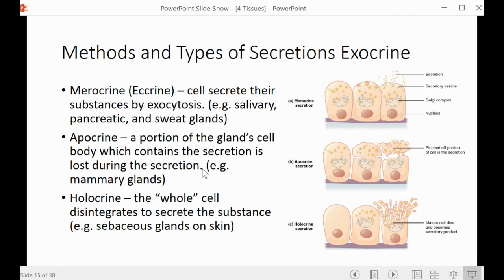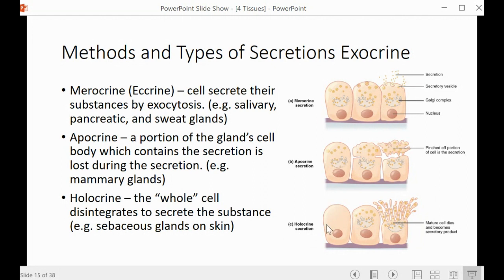Okay? Then we have apocrine. Now remember apocrine or apical up here, this is our apical surface. Well, during apocrine, the apical surface also sort of like pinches off a portion, and inside of it has the secretion. Okay? This happens for mammary glands, like for breastfeeding.